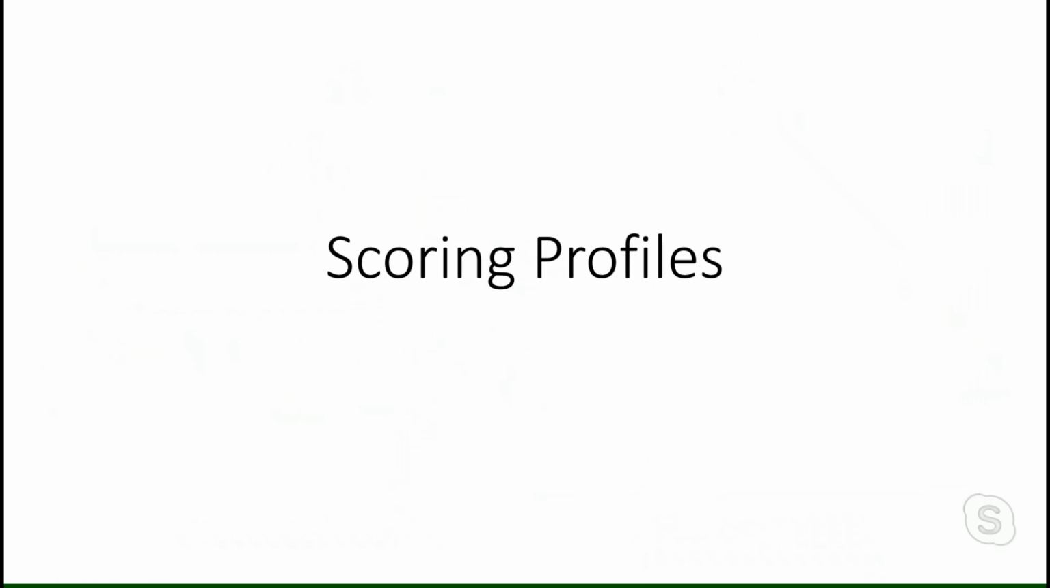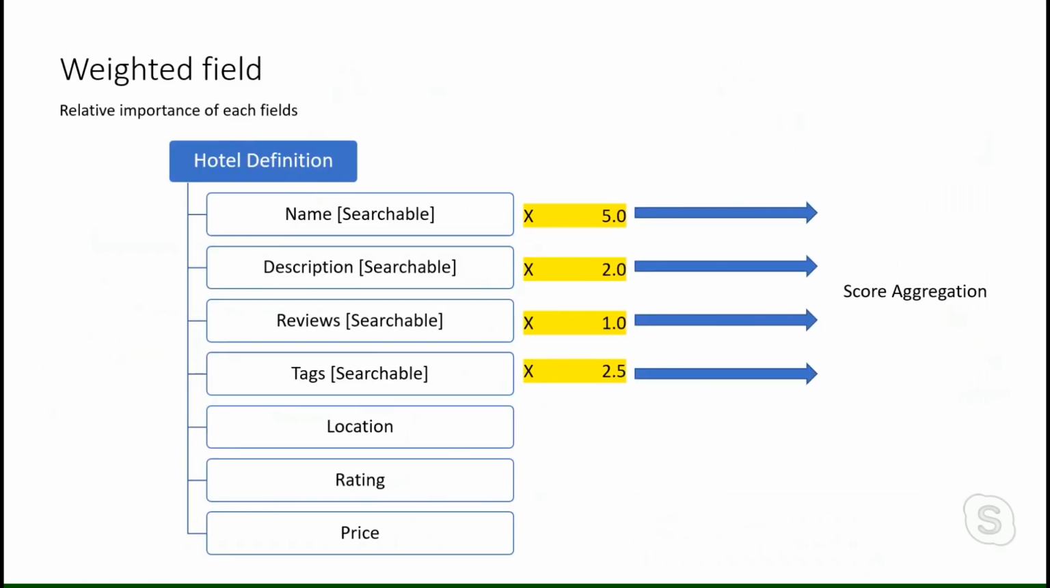So scoring profiles, the way that works. Here on the screen, this is just an example of an index definition. So far, all the examples that I gave were where we treat the content as being just one mass of text. In reality, most documents have structure and are comprised of various fields which can be searched on.